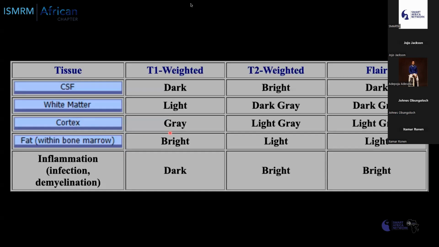So a summation of the findings: if you take CSF, it's dark on T1, bright on T2, and dark on the FLAIR. White matter will appear light on the T1, dark gray on both T2 weighted and FLAIR. The cortex will appear gray on T1, light gray on T2 and FLAIR. Fat will be bright on all sequences, but less so on the T2 and FLAIR. And if you have any inflammation, infections, demyelination, it will appear dark on T1 and bright on T2 and FLAIR.